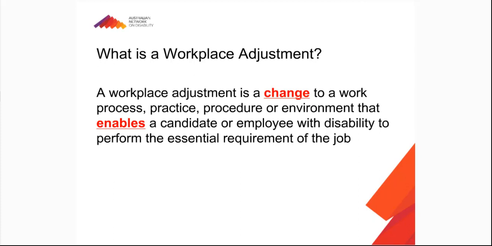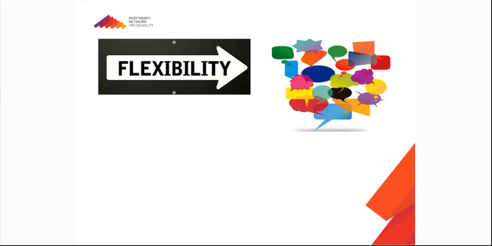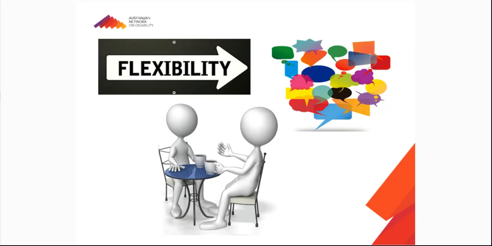So to define workplace adjustment, a workplace adjustment is a change to a work process, a practice, a procedure, or even an environment that allows a candidate or employee with disability to perform the essential requirements of the job. Adjustments will be unique to everyone. However, some common ones are flexibility. So this could mean working from home, altered start and finish times, a condensed working week, additional breaks throughout the day, working remotely, and many more.